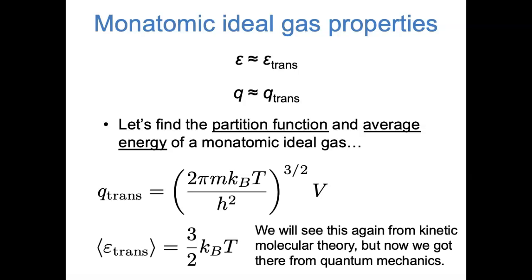I also want to point out that this is a result that we're going to see from a completely different perspective later in the course when we talk about kinetic molecular theory. But for now, we got to this result starting entirely from quantum mechanics. We used quantum mechanics to find the translational energy levels of a particle in a three-dimensional box. We used those energies to find the translational partition function, and then we used the partition function to find the average energy of an atom.